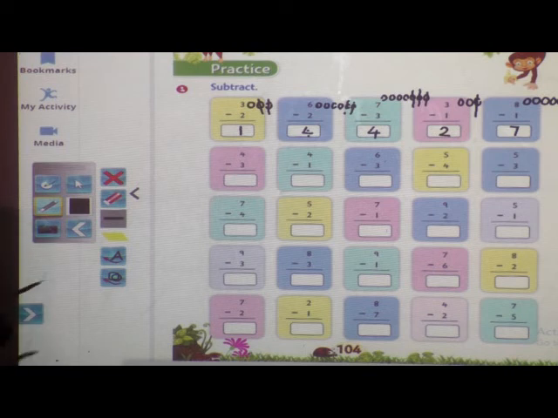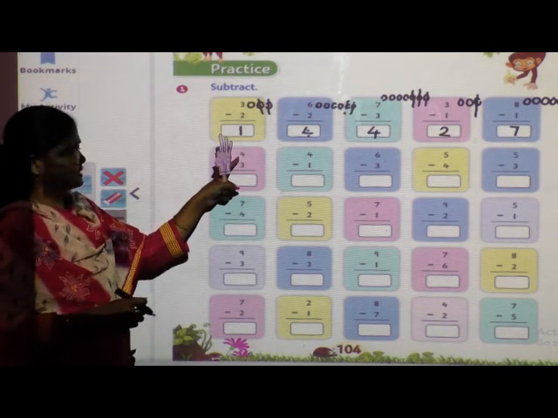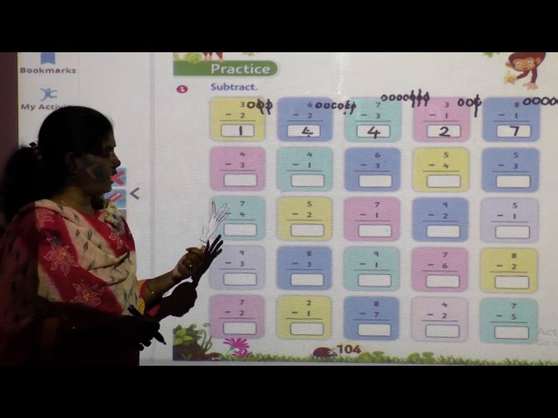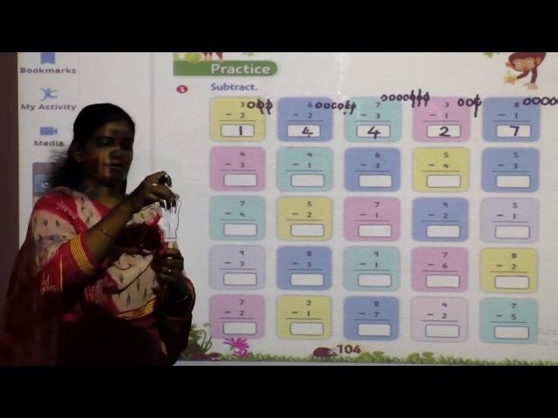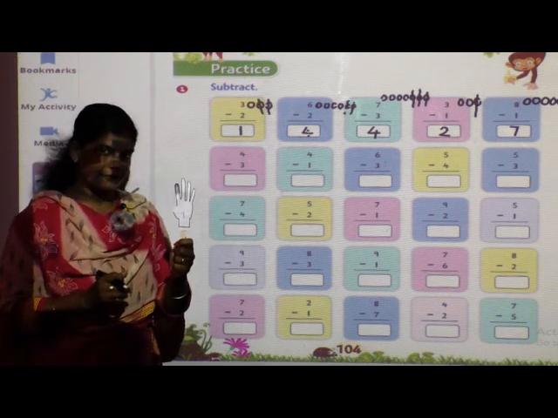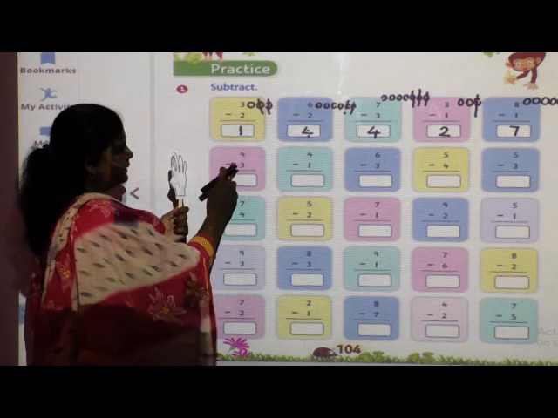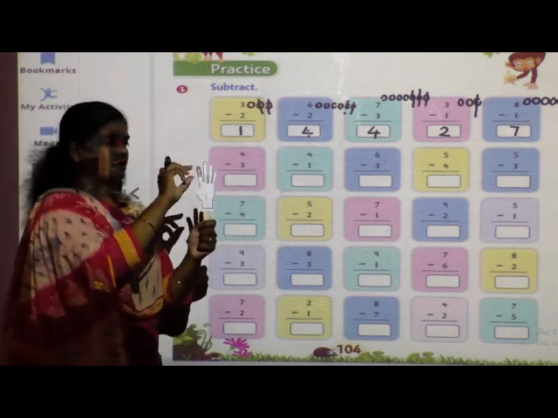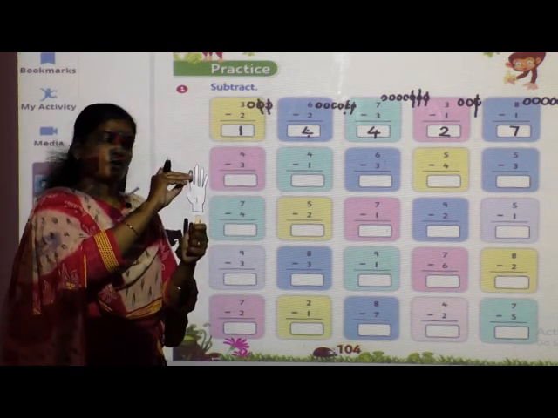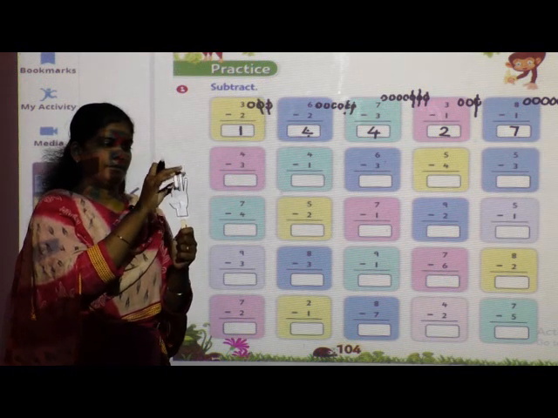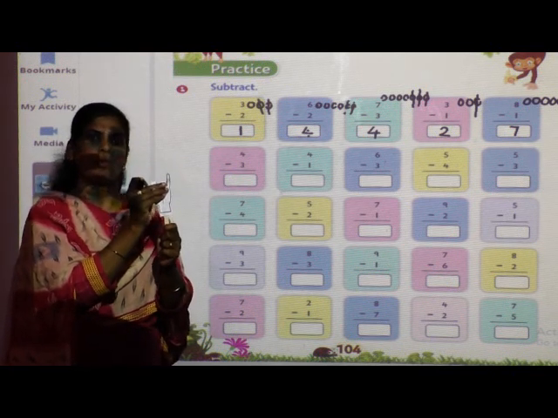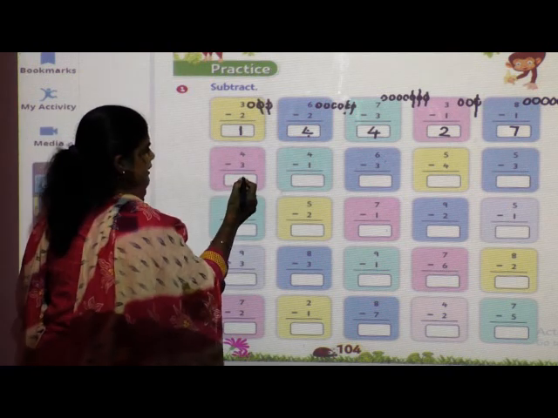Yes, can you see here which number is this? Yes, now open your fingers. How many fingers? 4 fingers. 1 2 3 4. Open your 4 fingers. Yes, and then minus 3. So now minus 3 means close 3 fingers. 1 2 3. So how many left? 1. So write here 1.